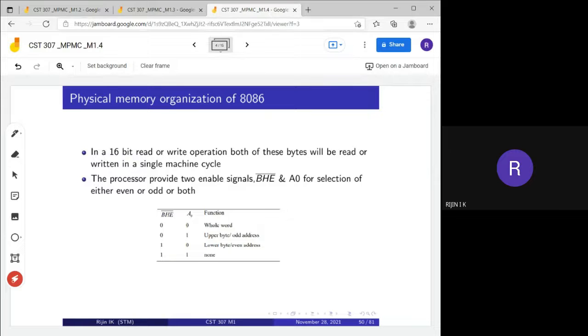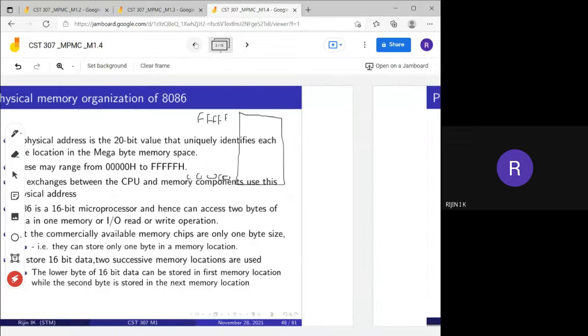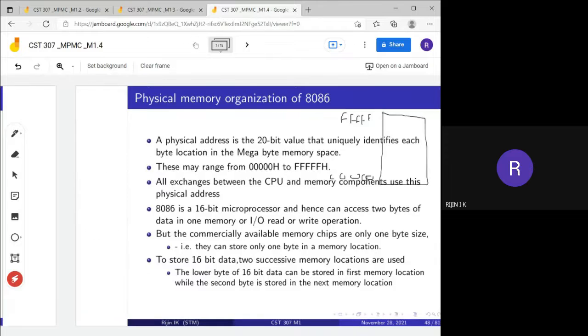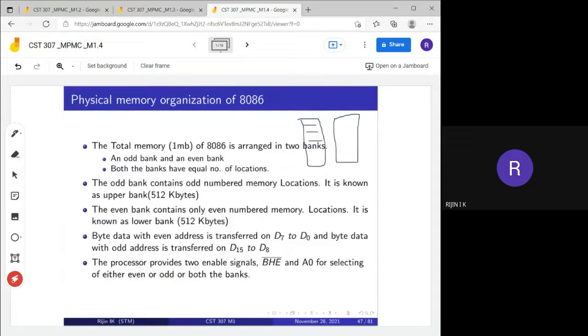Okay, so this is how the physical memory is arranged in 8086. Okay, I will tell you the points to remember in this. What are the points? Actually, in 8086, it is a 1 MB memory. Total size is 1 MB.